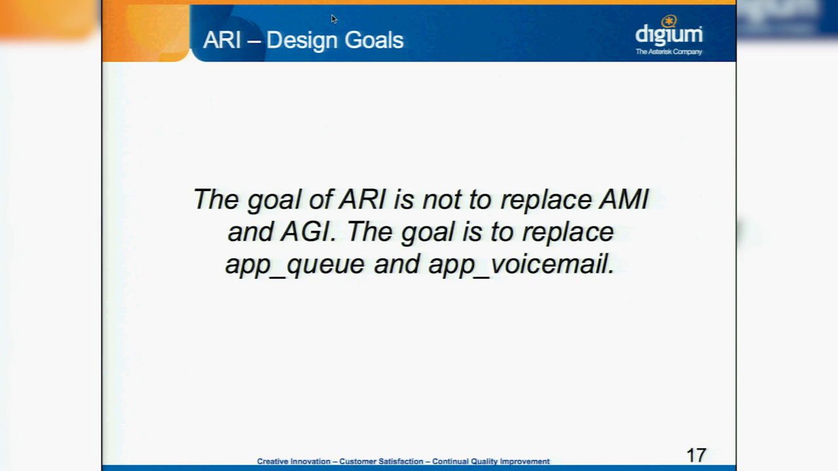Now, if you're familiar with the other interfaces in Asterisk, AMI and AGI, the goal of ARI is not so much to replace AMI and AGI. The goal is to replace app queue. The goal is to replace app voicemail. We want to make it simple for you to build your own applications that meet your own business needs.